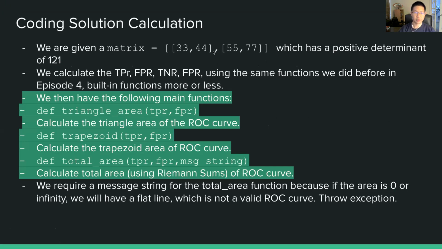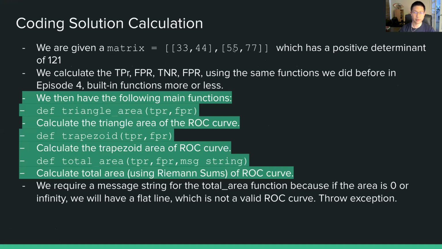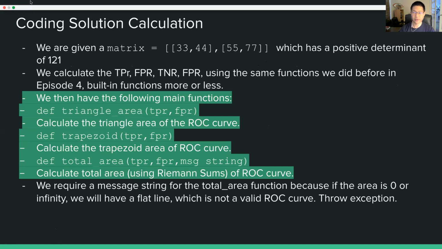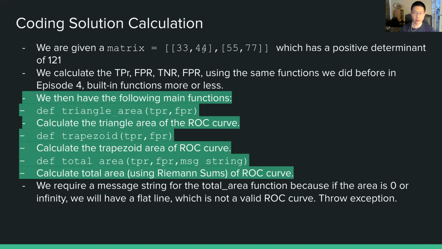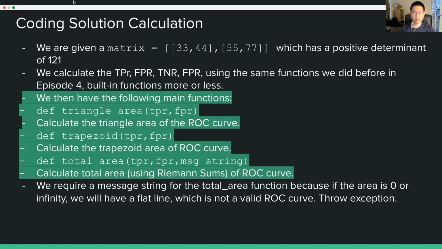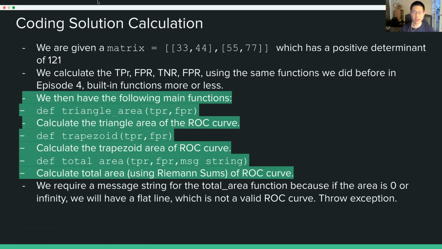We are given a matrix of 33, 44, 55, 77, which has a positive determinant of 121: 30 times 77 minus 44 times 55. We use the true positive rate, false positive rate, true negative rate, false positive rate. Oops, that should actually not be that. That's a typo. But typo aside, it's basically true positive rate, false positive rate, true negative rate, false negative rate, using the same functions we did before in episode 4.